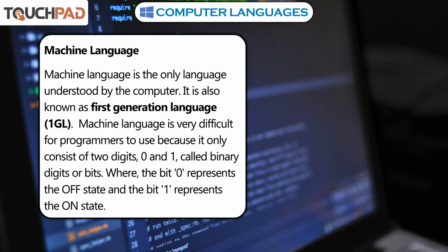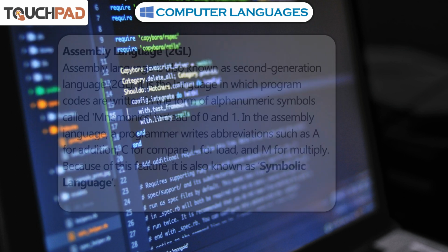Machine language. Machine language is the only language understood by the computer. It is also known as first generation language, 1GL. Machine language is very difficult for programmers to use because it only consists of two digits, 0 and 1, called binary digits or bits, where the bit 0 represents the off state and the bit 1 represents the on state.